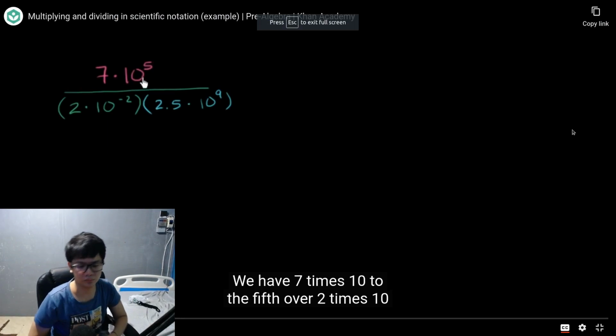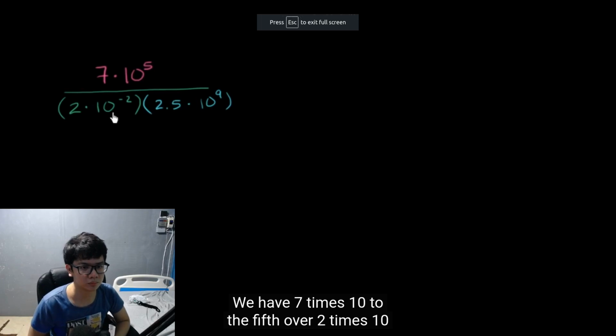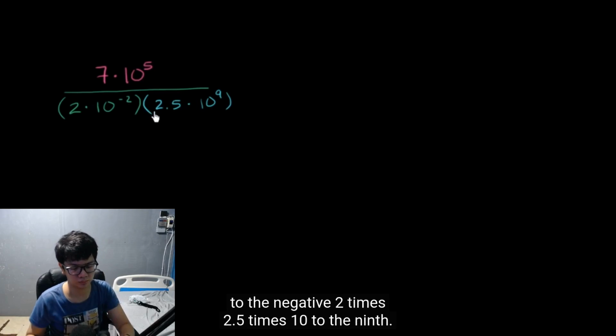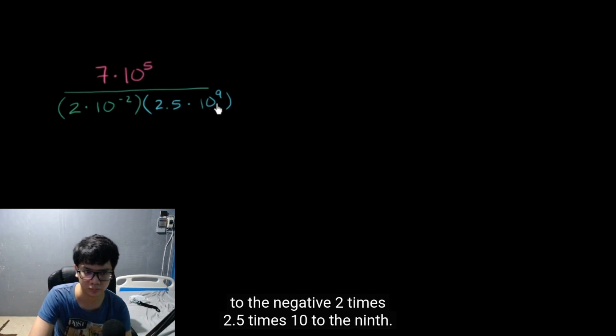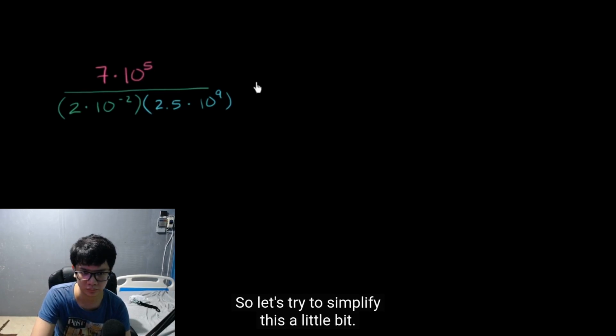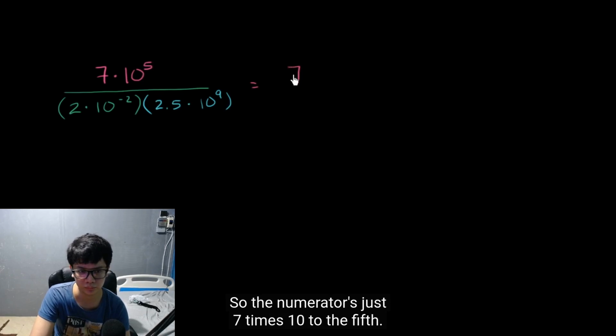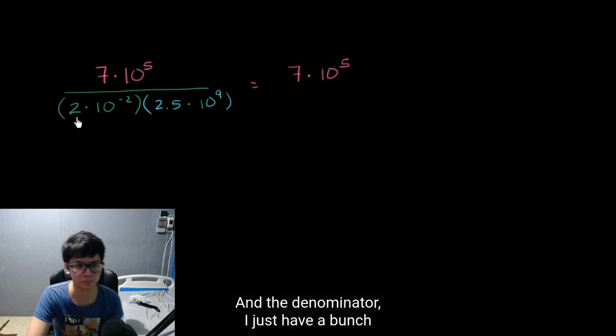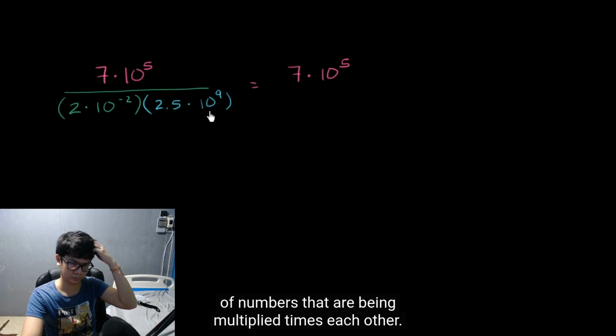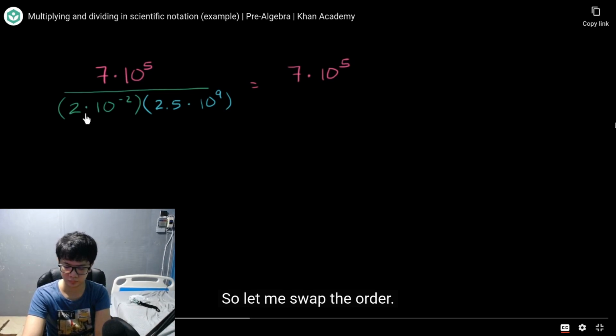We have 7 times 10 to the 5th over 2 times 10 to the negative 2 times 2.5 times 10 to the 9th. So let's try to simplify this a little bit. And I'll start off by trying to simplify this denominator here. So the numerator is just 7 times 10 to the 5th. And the denominator, I just have a bunch of numbers that are being multiplied times each other. So I can do it in any order. So I'm going to swap the order.